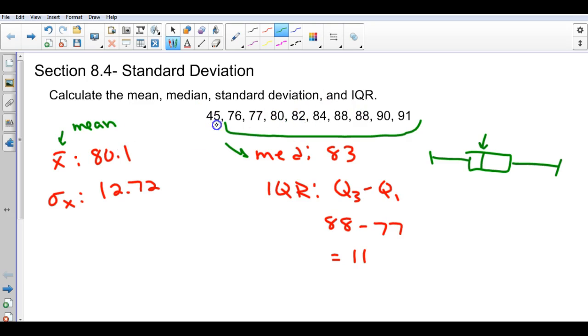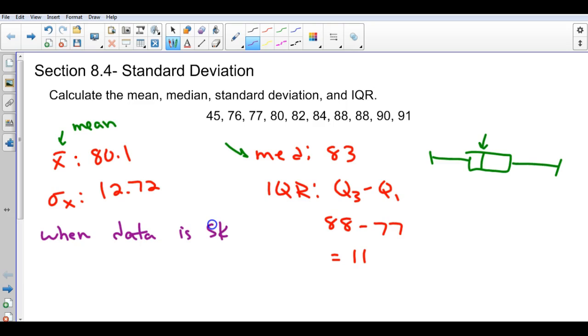But if the 45 is in there, the 45 is definitely going to affect your mean, because when you add up all your data values and you divide by the 10 values that there are, this 45 is going to drag your mean lower than the median is. So what that means, and I'm going to summarize this down here, when data is skewed, in this case our data would be skewed left because of that value of 45. So when data is skewed, use median as the measure of central tendency.